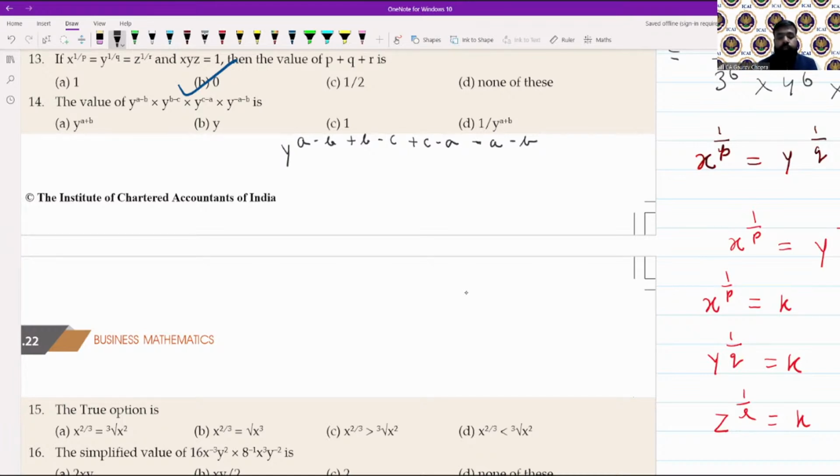This is given. So we can cancel. a and minus a get cancelled, b and minus b cancelled, c and minus c also cancelled. So what is left? We are left with y to the power of minus a minus b. And this power can be taken into the denominator. So 1 upon y to the power of a plus b. So option number D will be correct.